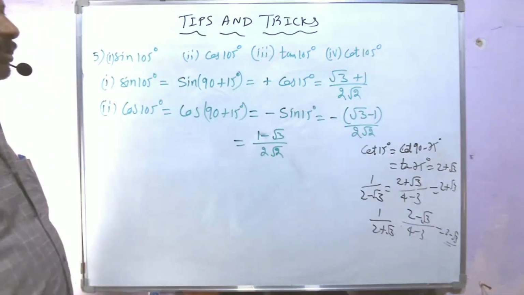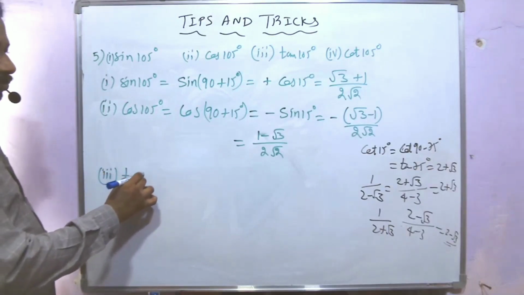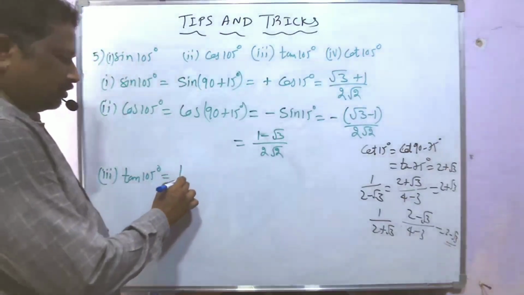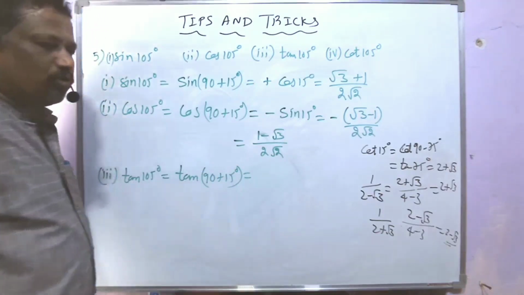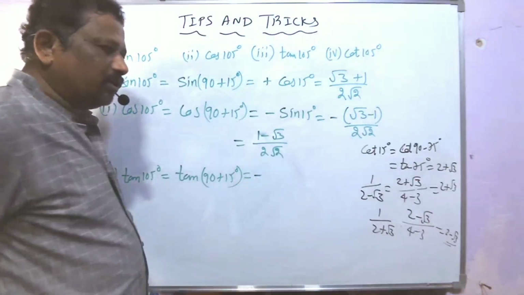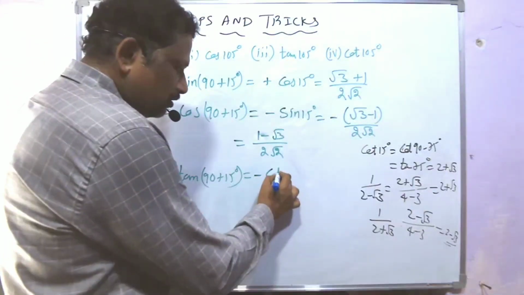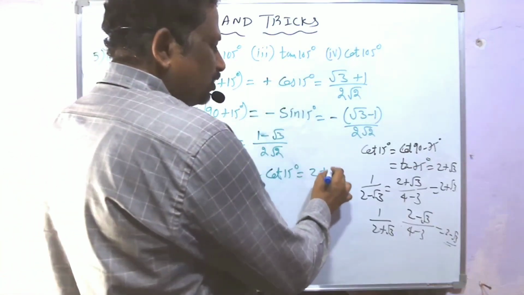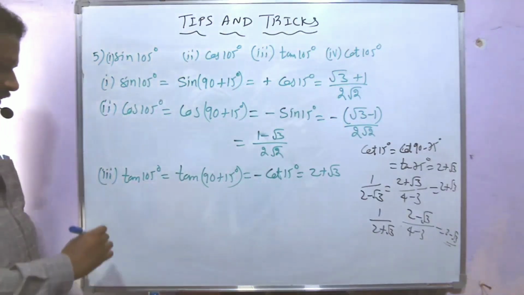Okay. Next, the third one, tan 105 degrees. This can be written as tan (90 plus 15) degrees. Which quadrant does it fall in? Again it falls in the second quadrant. In the second quadrant tan is not positive, so minus will come. It is operating on the y-axis, so the ratio changes: cot 15 degrees. Now we see the cot 15 degrees value is 2 plus root 3.